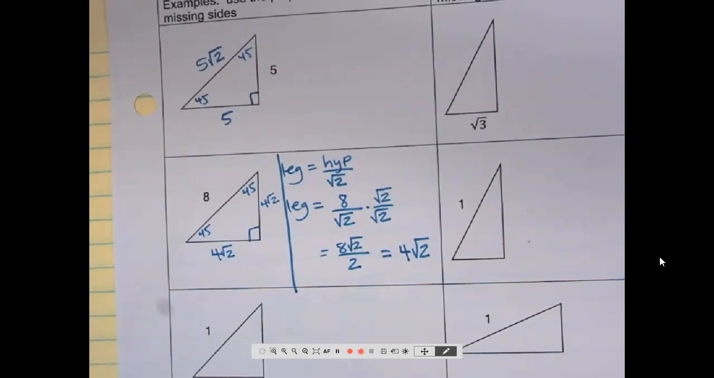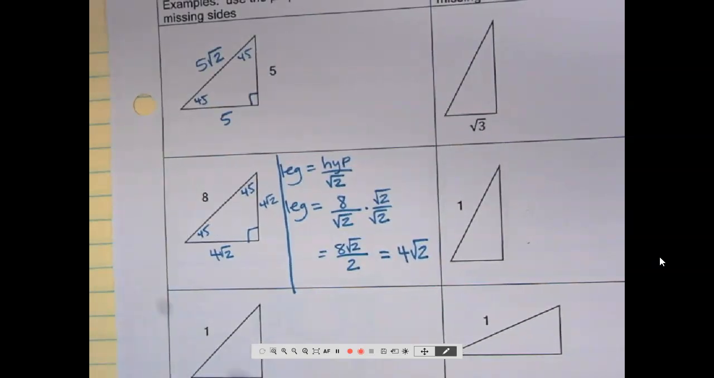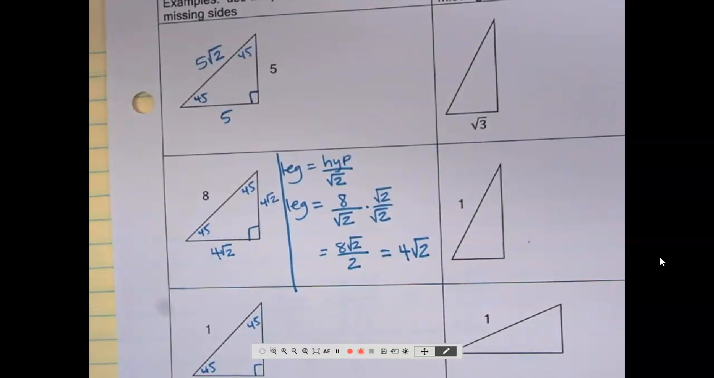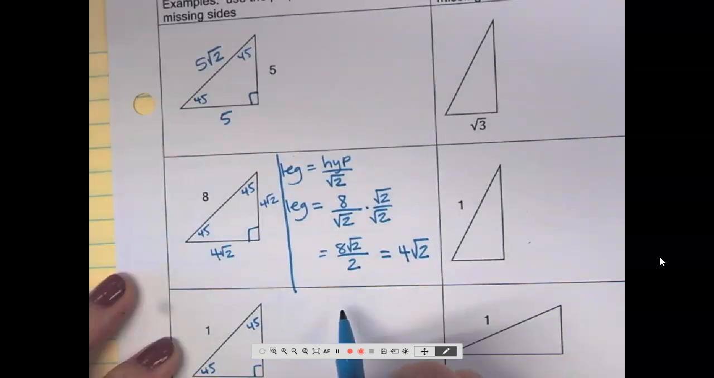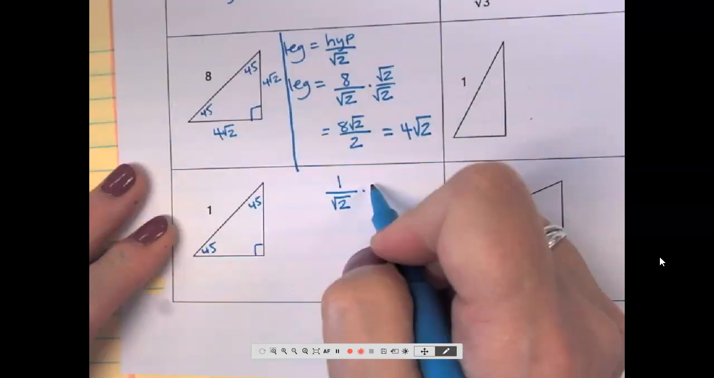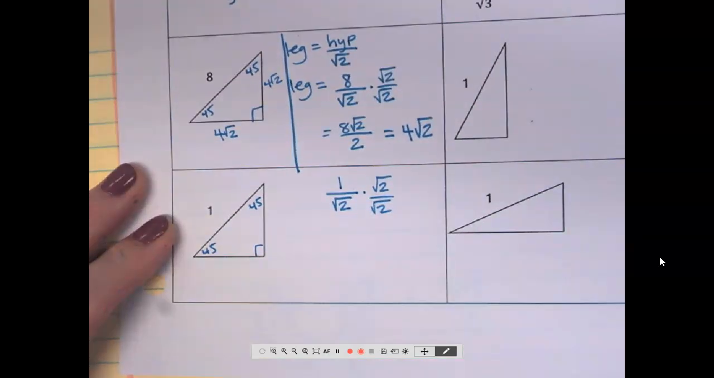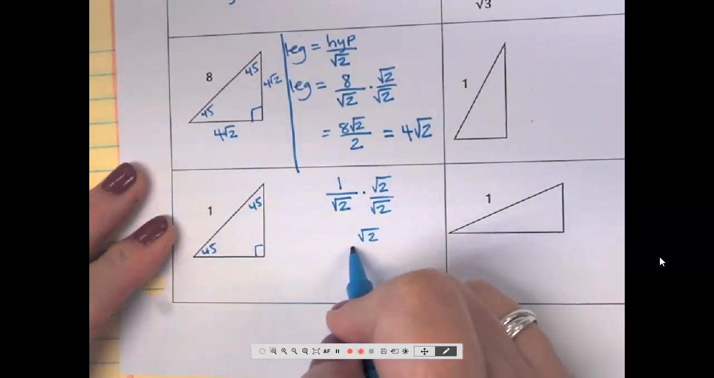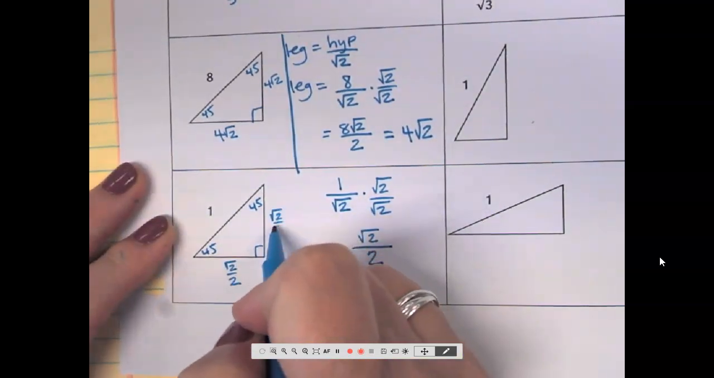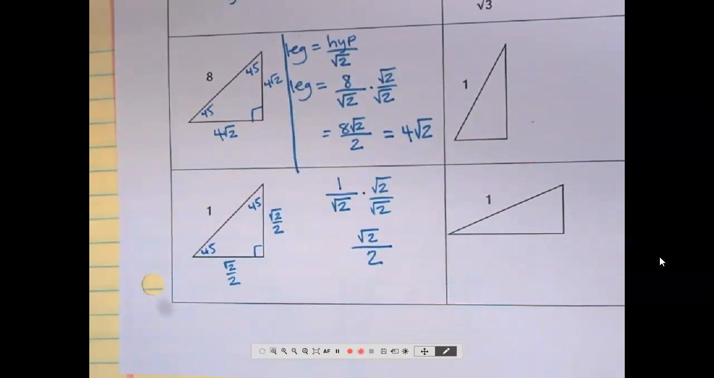Okay, so what if the hypotenuse is 1? Here's 90, here's 45, here's 45. I know that the legs have to be the same length, but how would I get the legs? Divide by square root of 2. So 1 divided by square root of 2. When I rationalize that, that gives me square root of 2 over 2. Square root of 2 over 2, square root of 2 over 2. Any question on that?